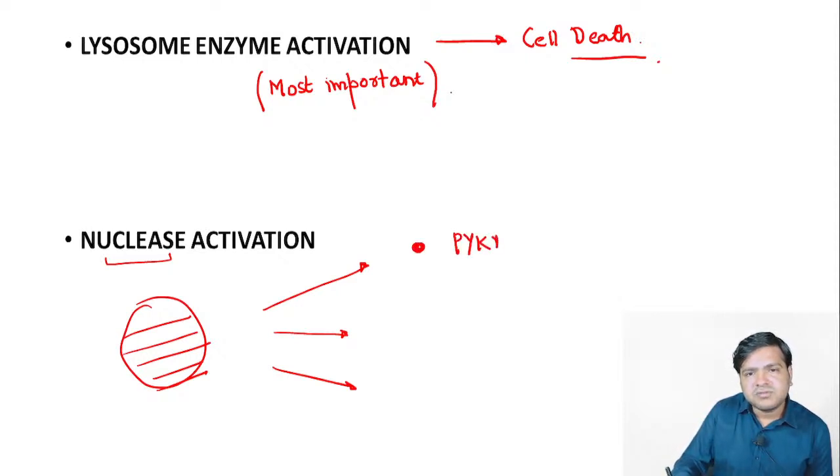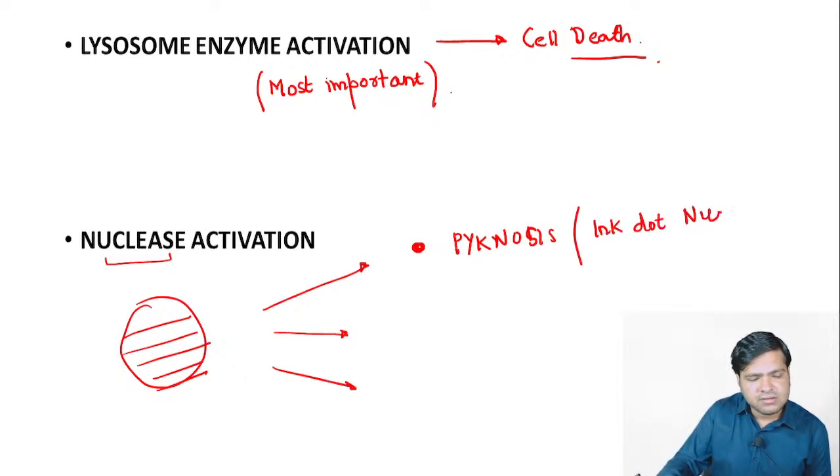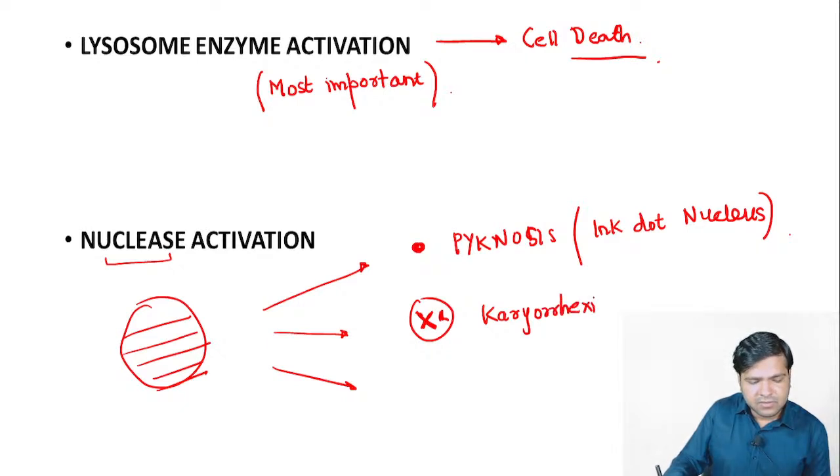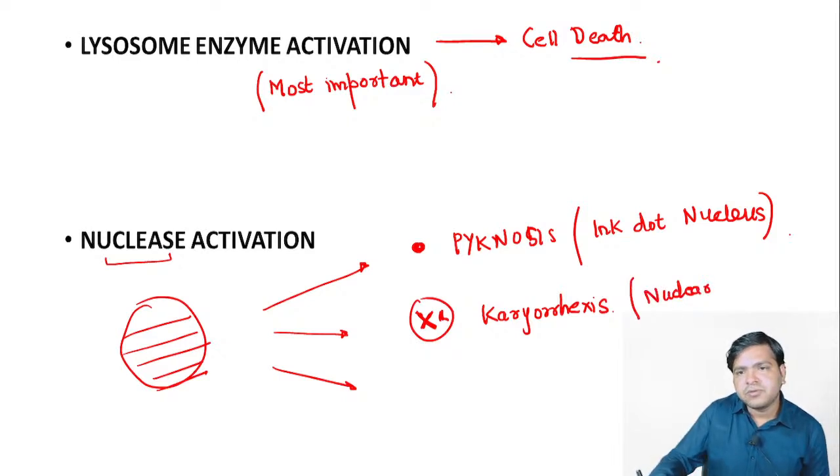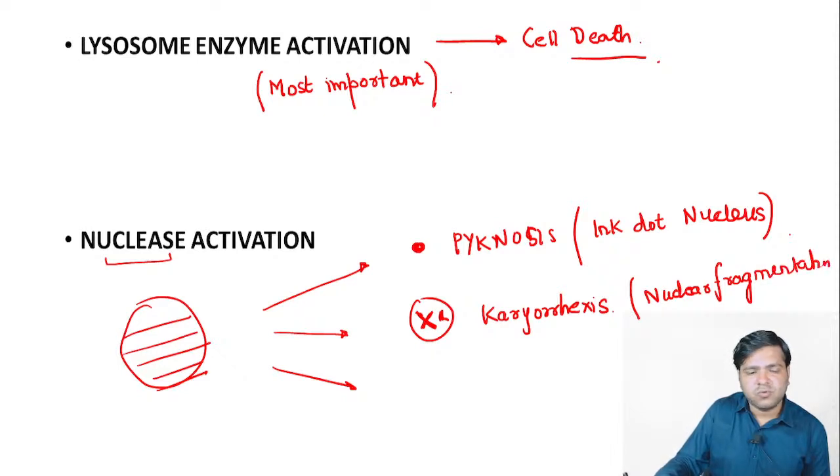There will be pycnosis. That is the ink dot nucleus. Other than this, we will have nuclear fragments, that is karyorrhexis, which simply means nuclear fragmentation. I will show you the images as well, don't worry.